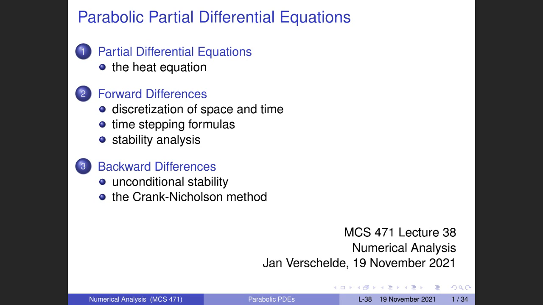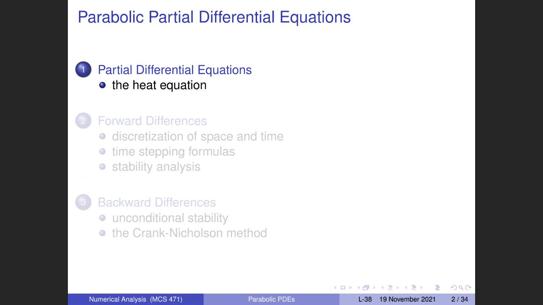So we will end with the method of Crank-Nicolson, which is unconditionally stable, and for which the accuracy is already quadratic in the step size. So the expected error will be of order h squared. h is the step size. All right, then let's get into partial differential equations.